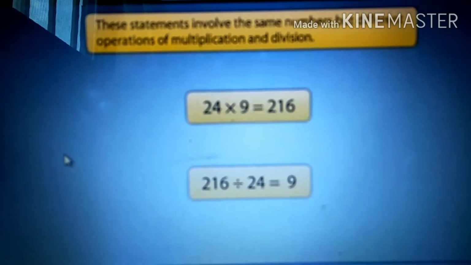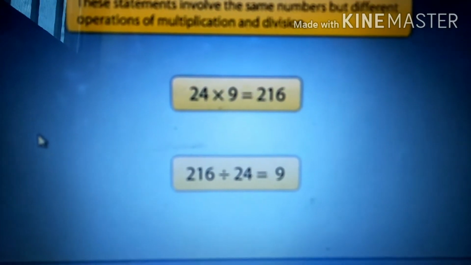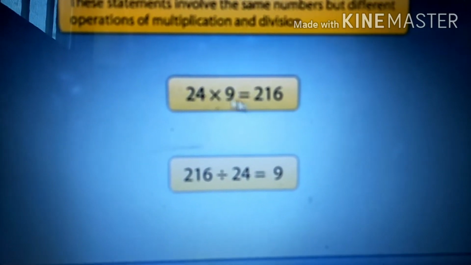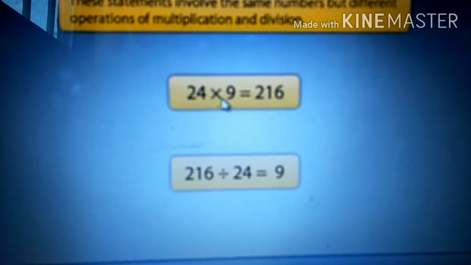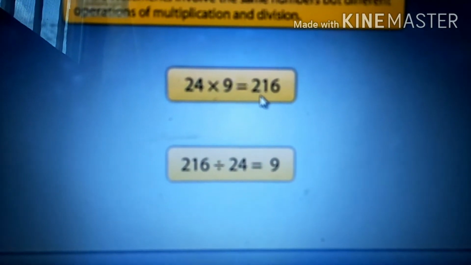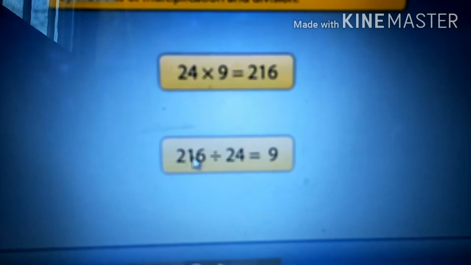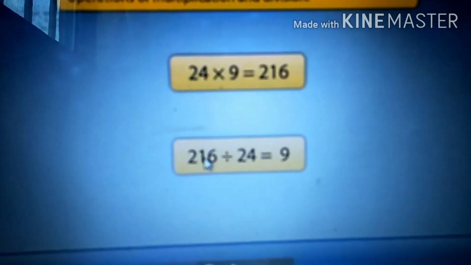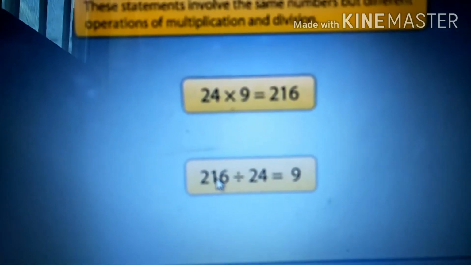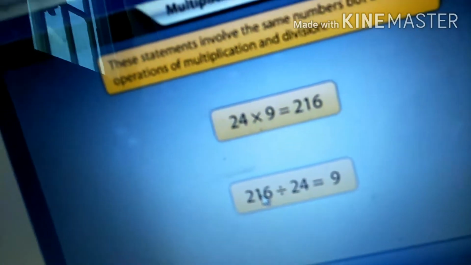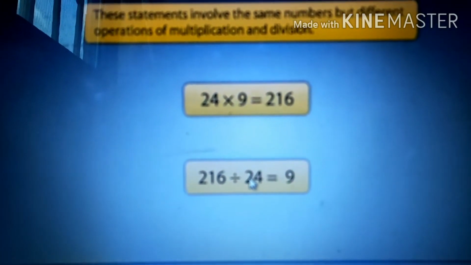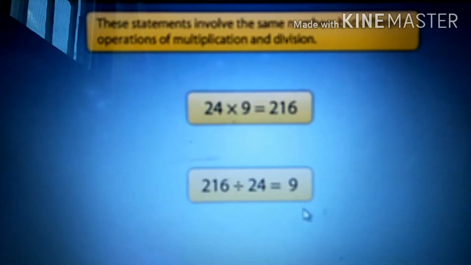The first statement shows that when we multiply the factor 24 by another factor 9, we get 216 as the product. And the second statement shows when we divide the dividend 216 by the divisor 24, we get 9 as the quotient.